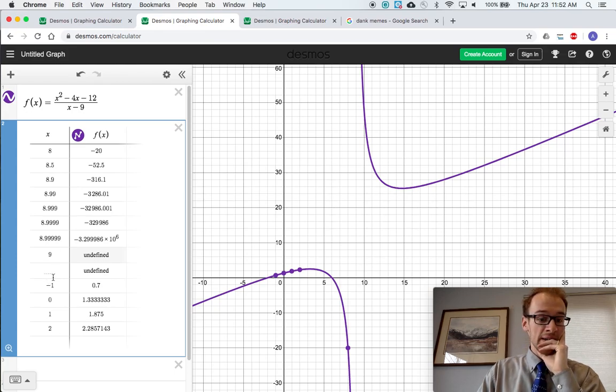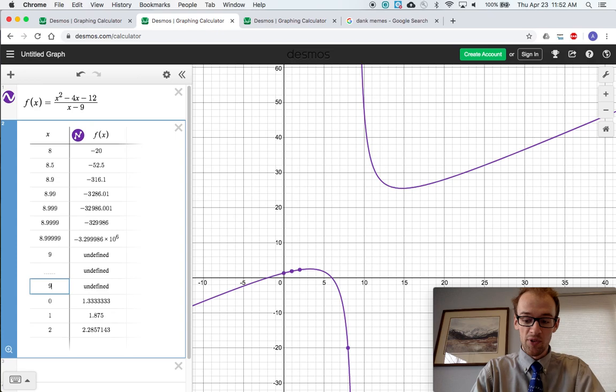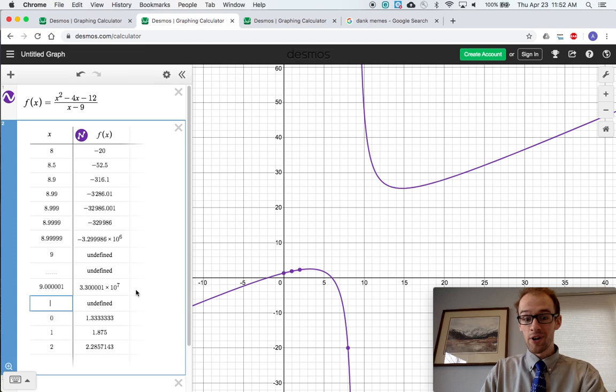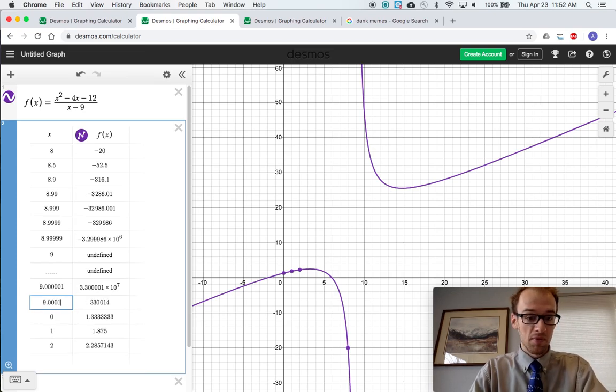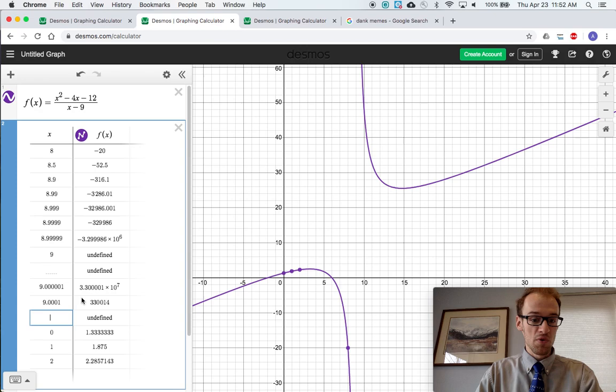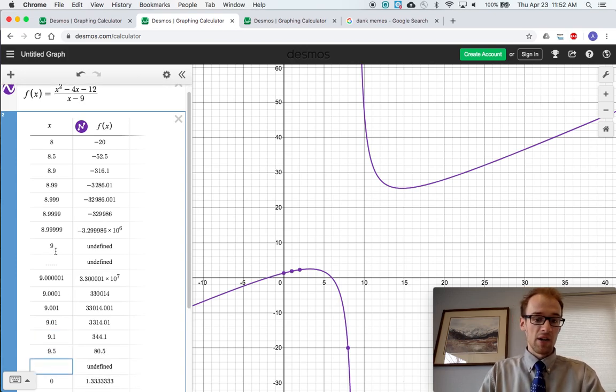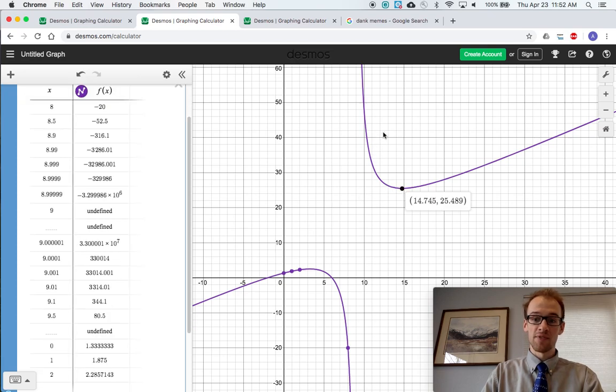If I plug in anything just after 9, 9.00001, we're going to get something very, very large, and then less large, as we move down that curve. So 9.01, 9.1, 9.5. We can see that from the right side, as we approach 9, our value is getting much, much, much larger. So that represents us shooting up to positive infinity on this side.